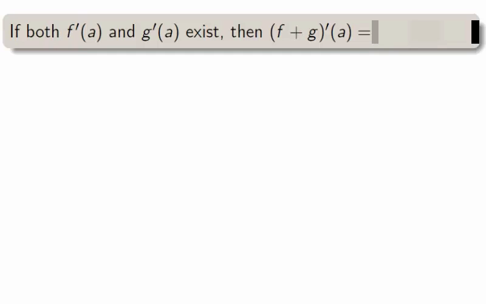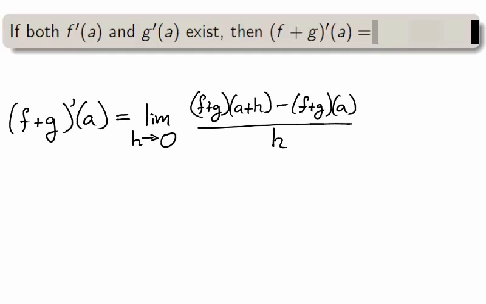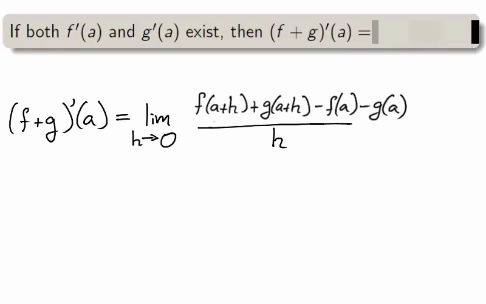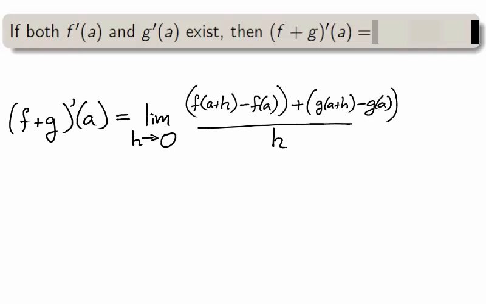Is the function f plus g differentiable at a? Does f plus g prime at a exist? Well, we have to go back to the limit definition. Take the limit as h approaches 0 for the difference quotient of f plus g on the interval a to a plus h. Since f plus g at a equals f of a plus g of a, we can rewrite the numerator as f at a plus h minus f at a, plus g at a plus h minus g at a.